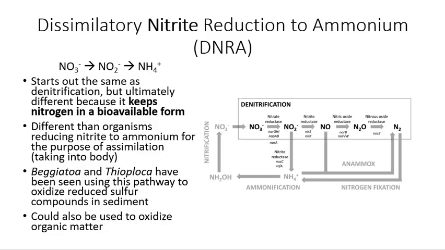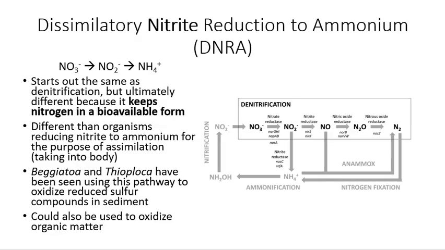You can see that nitrite reductase is utilized in order to reduce nitrite to ammonium, but it's a different type than what is used during denitrification. It's a different enzyme. This process is distinct from denitrification because the end product is ammonium rather than dinitrogen gas. So the nitrogen remains as a nutrient. It's able to be used by other organisms via nitrification or to uptake. This process is also distinct from organisms that reduce nitrogen in order to assimilate it into their bodies.